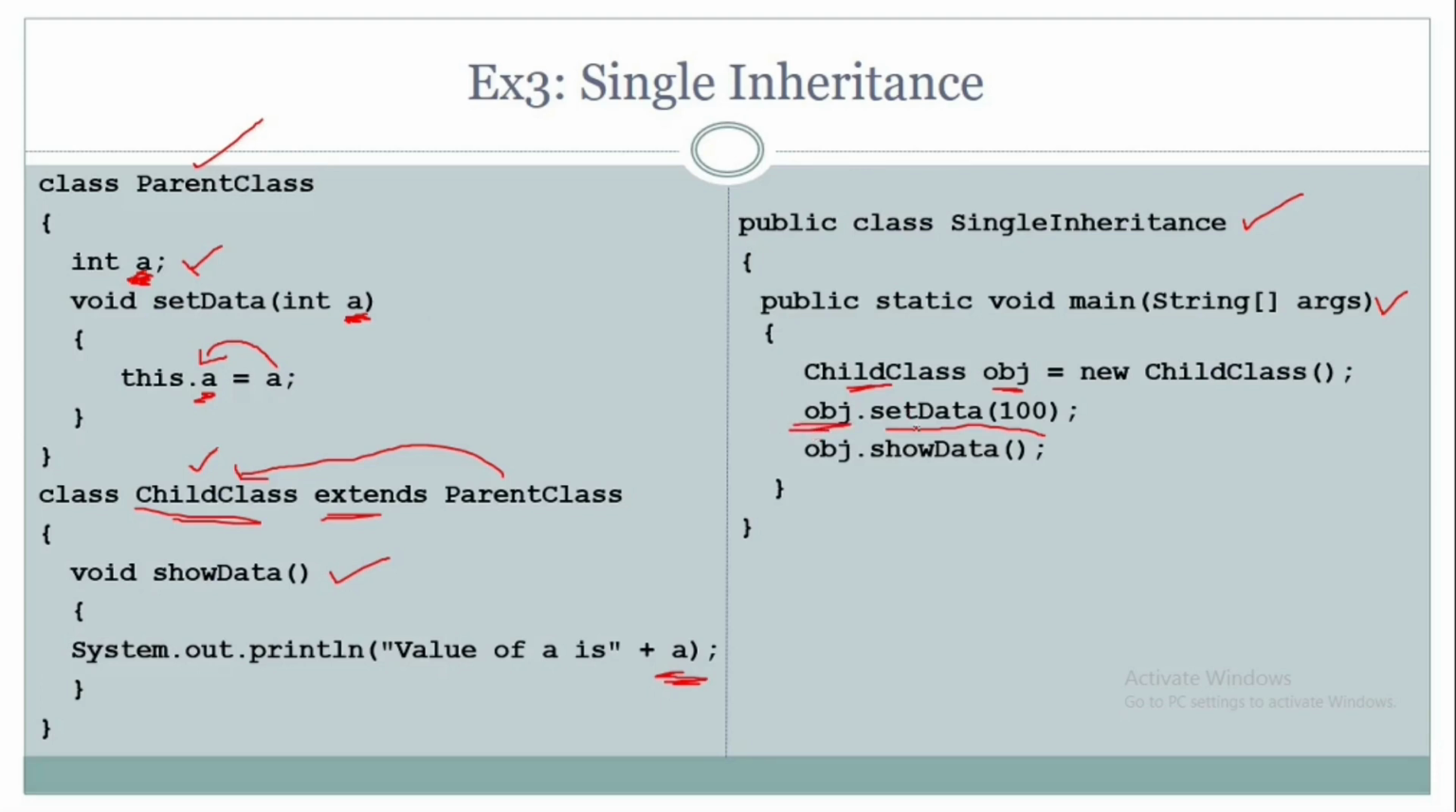Object dot set data, I'm passing the value 100, and the value 100 is assigned to this local variable a, and from this local variable I'll be assigning it to the instance variable. Then this instance variable is a part of an object, and object dot show data, that's it. It will call this show data and it will print the value 100. Value of a is 100. That's the output. The value of a is 100.